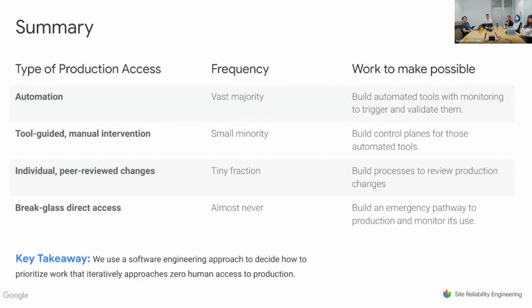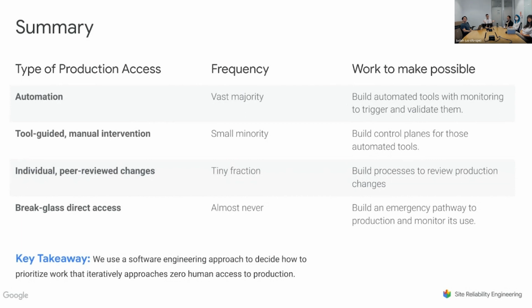So in summary, we modify production in these 4 broad ways. First, most changes use automation. Second, a few are human-led through guided tools. Third, a tiny fraction are when a human has to run a command that's approved by a second party. And last is, in emergencies only, we have a process for bypassing everything and making a change to production directly.